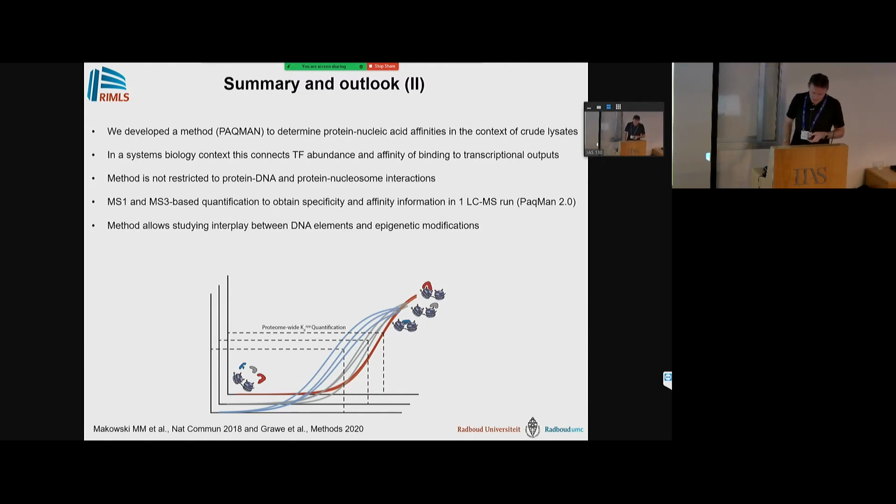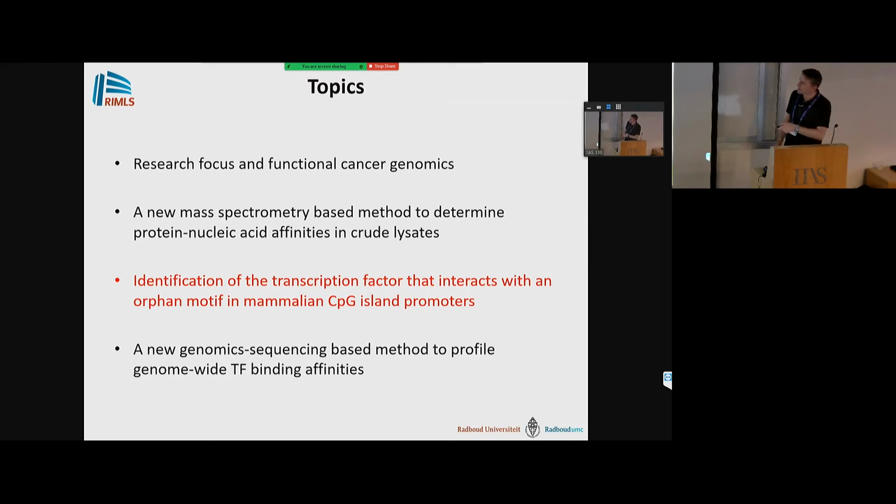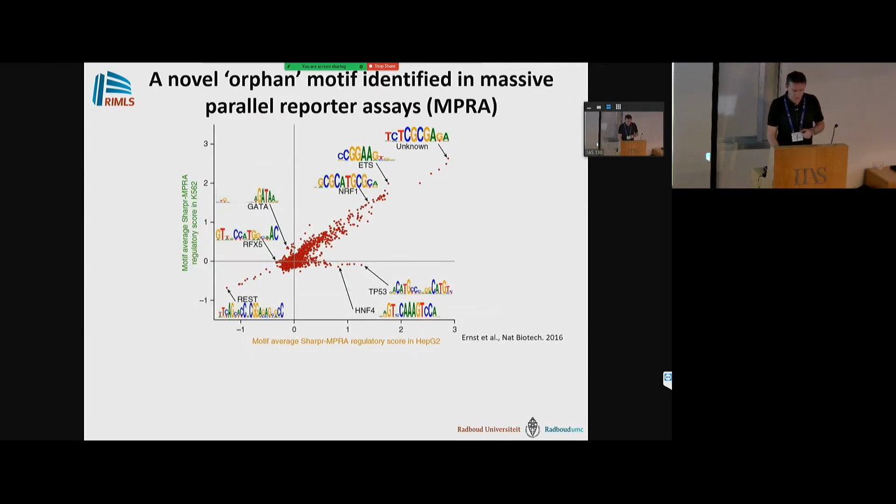Now, in the third part of my talk, I'm going to show you how we are making use of these types of technologies to gain further insights into gene regulation in mammalian cells. So this is a collaborative study that we recently published with the lab of Dirk Schübeler. This work stemmed from a paper published a couple of years ago in Nature Biotech, in which they make use of massively parallel reporter assays.